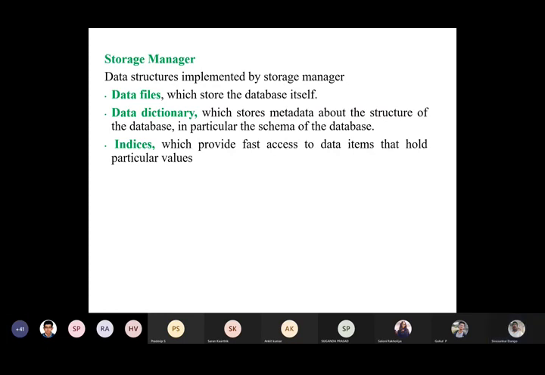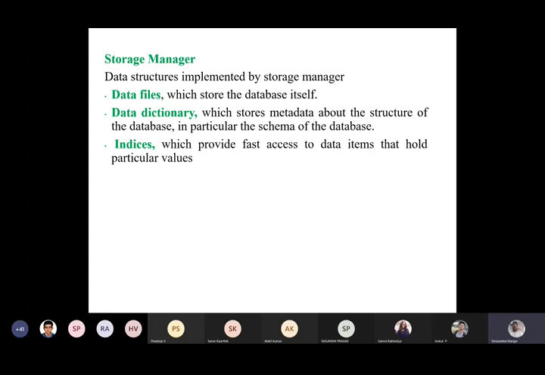You have a disk file. The disk file basically contains data files, which are used to store the database itself. You have the data dictionary, which stores metadata, data about the data. It stores the structure of the database, in particular the schema of the database. So the data dictionary is metadata. It is data about data. It stores information about the schema of the database. The structure of the database is stored in the data dictionary.